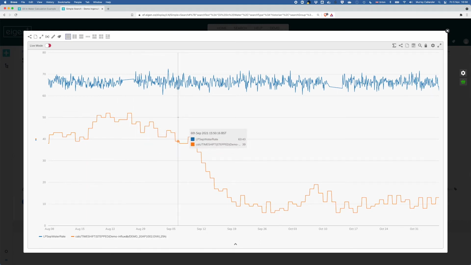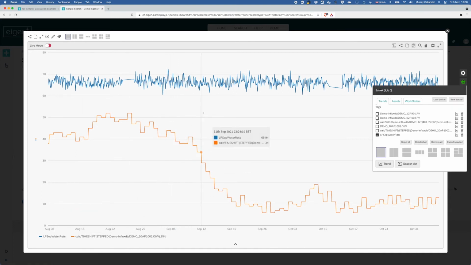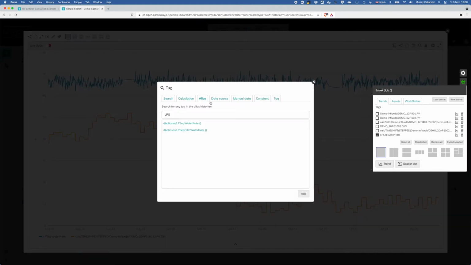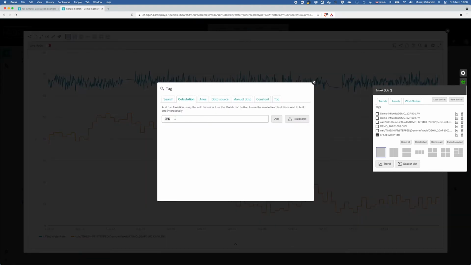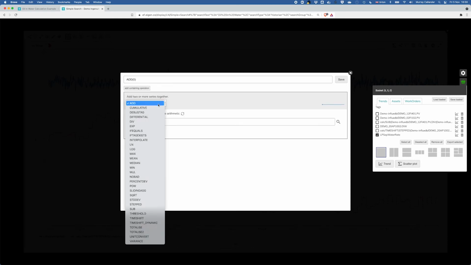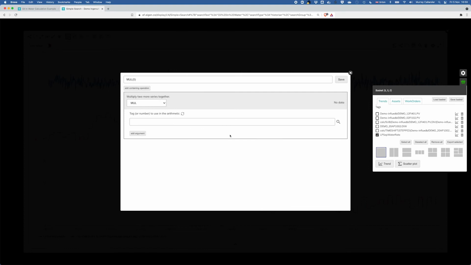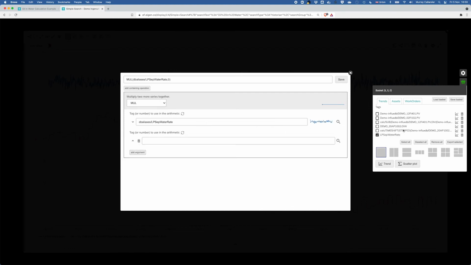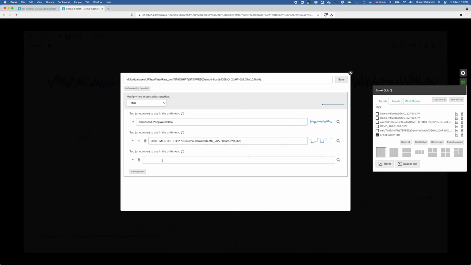Right, so what we now need to do is multiply the LP water rate by the oil and water. So let's add that to my basket because it's not in there. And let's add a calculation. Build the calculation. So the first thing I need to do is add a multiplier. I'm going to take my LP separator water rate. I'm going to multiply it by my corrected oil and water, and I'm going to divide it by a million.